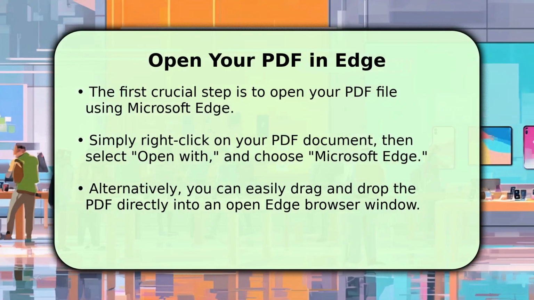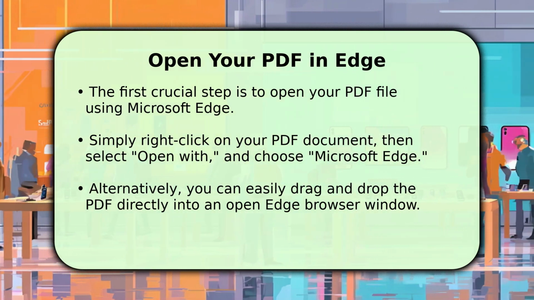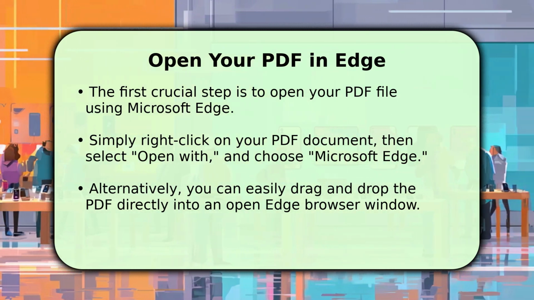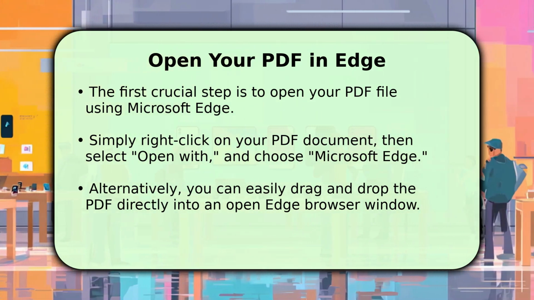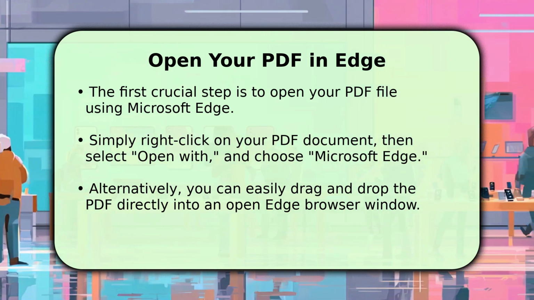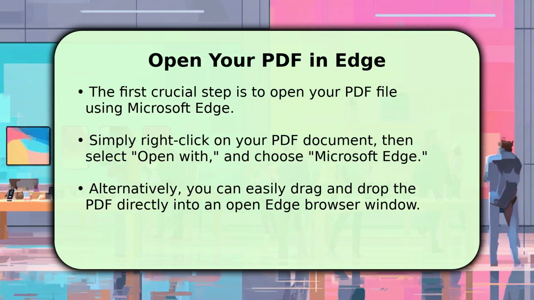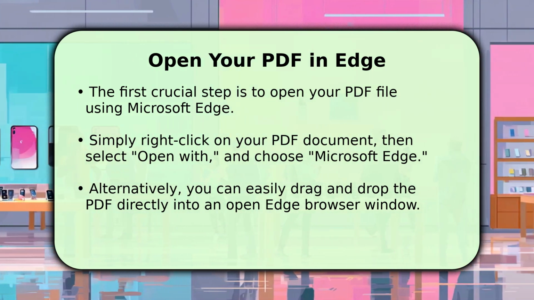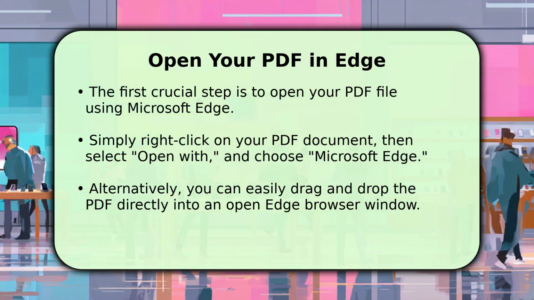To begin, you need to open your desired PDF document directly within Microsoft Edge. The easiest way is to locate your file, then right-click on it, choose Open With, and finally select Microsoft Edge from the options presented. An even quicker method is to just drag and drop your PDF file straight into an already open Edge browser window. Either way, once it's open, you're ready for the next step.